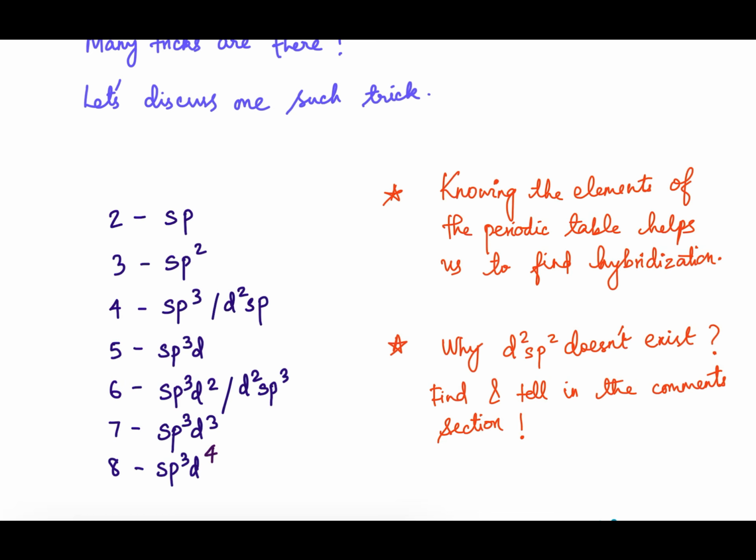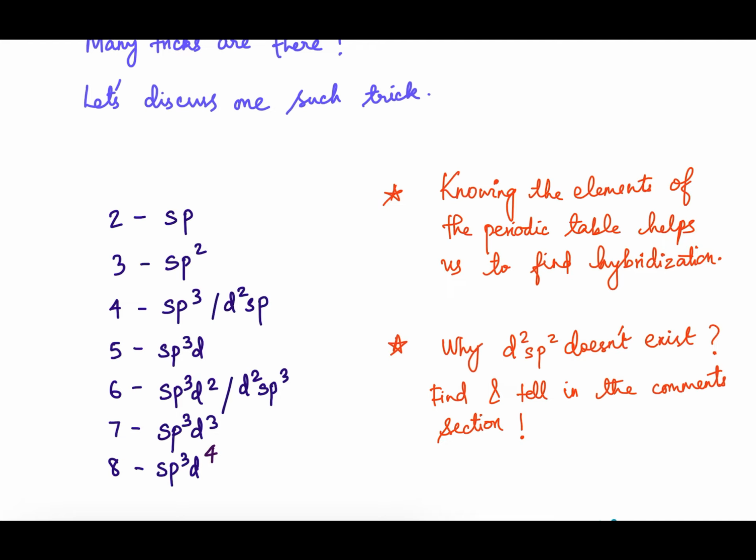Knowing the elements of the periodic table helps us a lot to find hybridization. You will understand why I said this as we go through the video. So first of all, we are going to use the trick and we are going to get the answers as numbers.